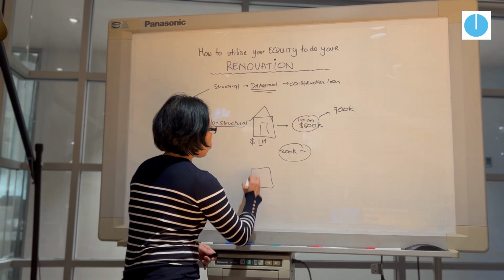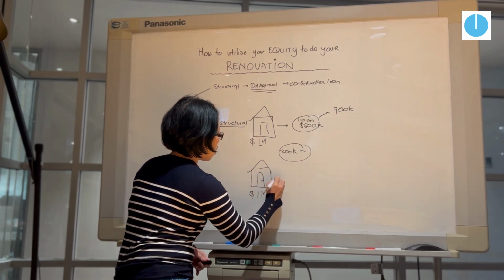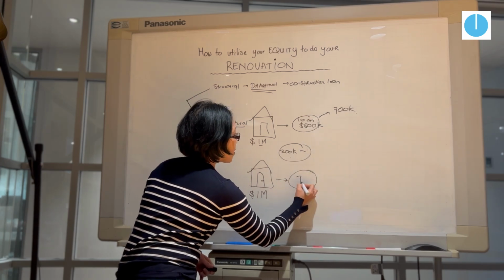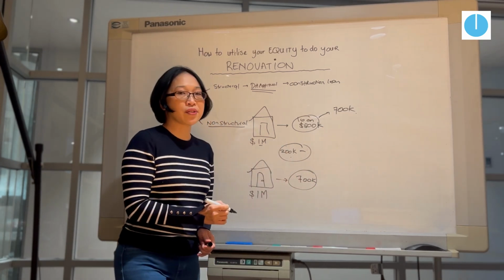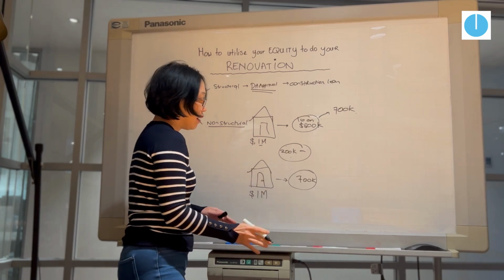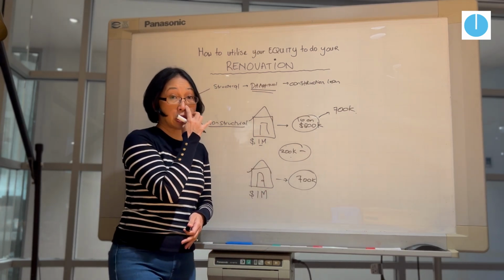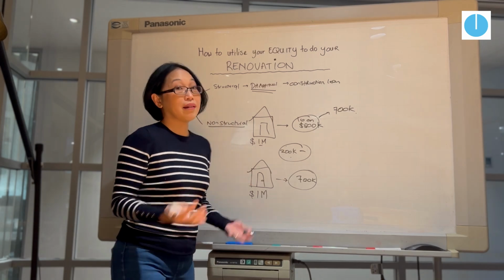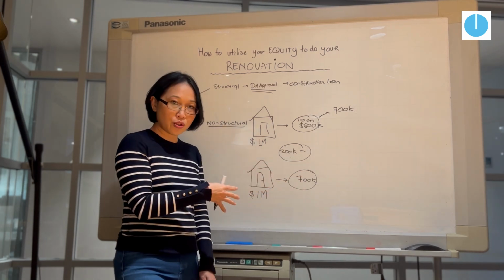Now, what if it's worth 1 million, but you already have a 700K loan? 700 plus 200 is 900K. You can borrow more than 80%, but then you have to pay mortgage insurance. Ideally, we want to avoid paying mortgage insurance. So what do we do in this situation?